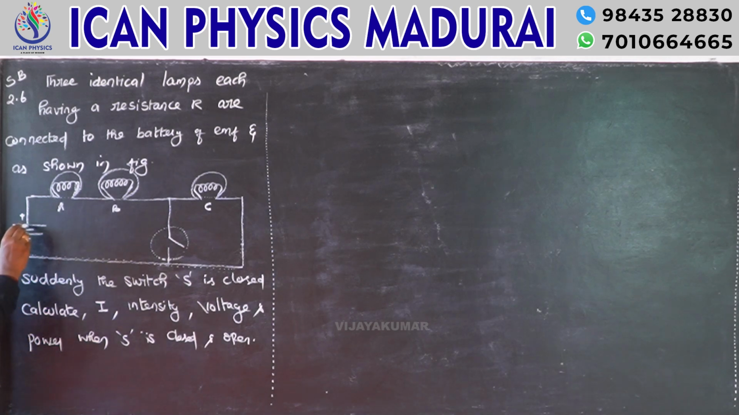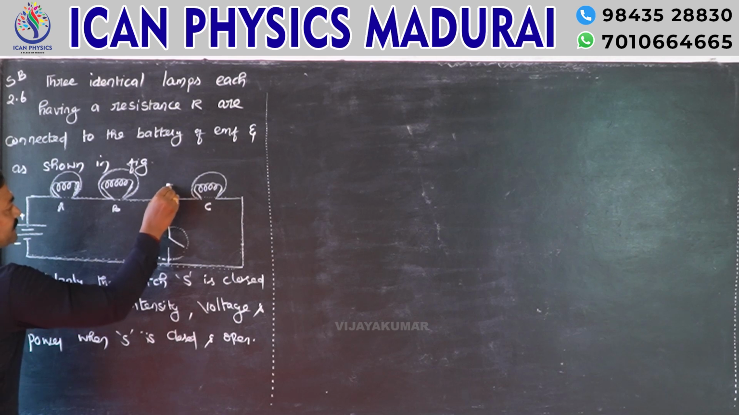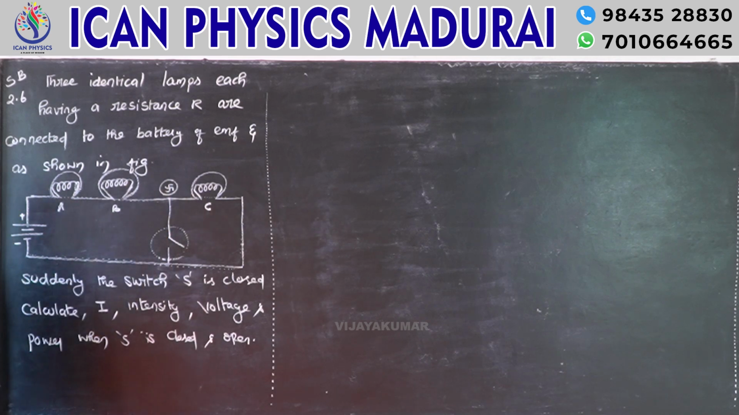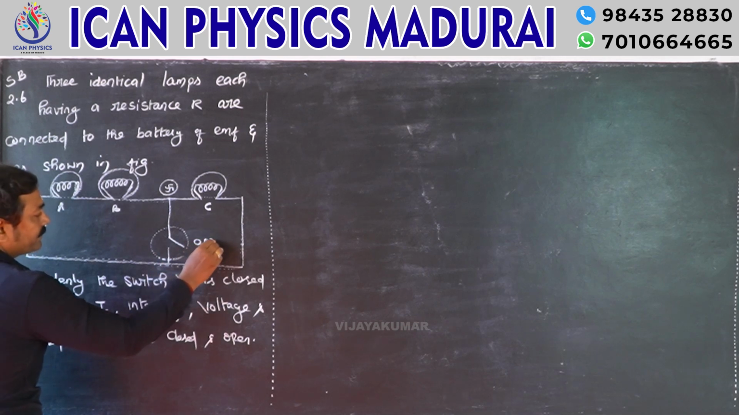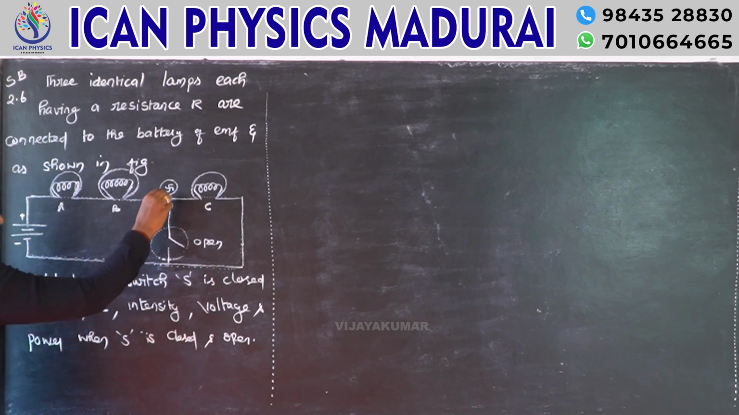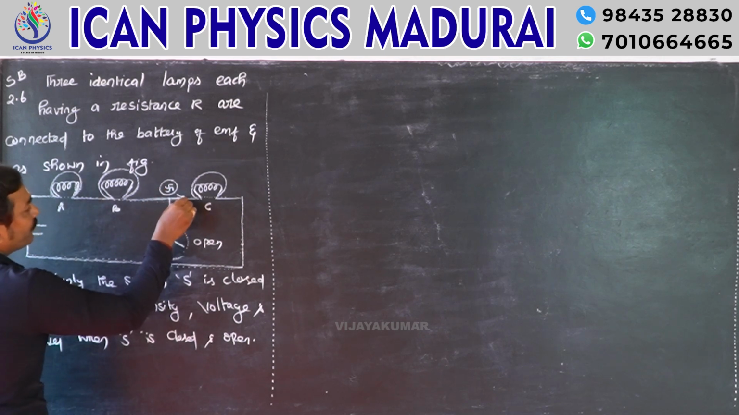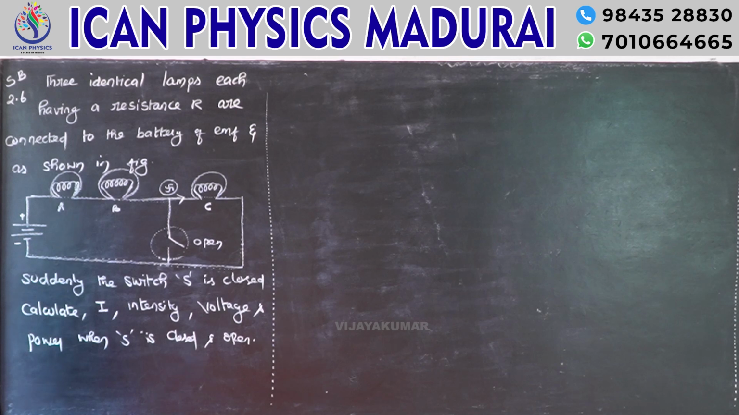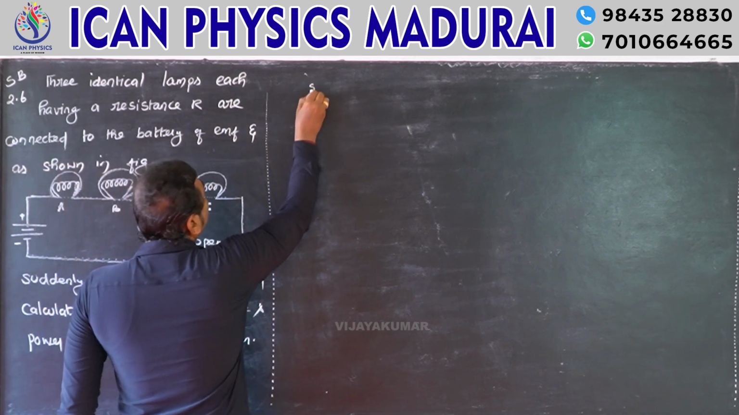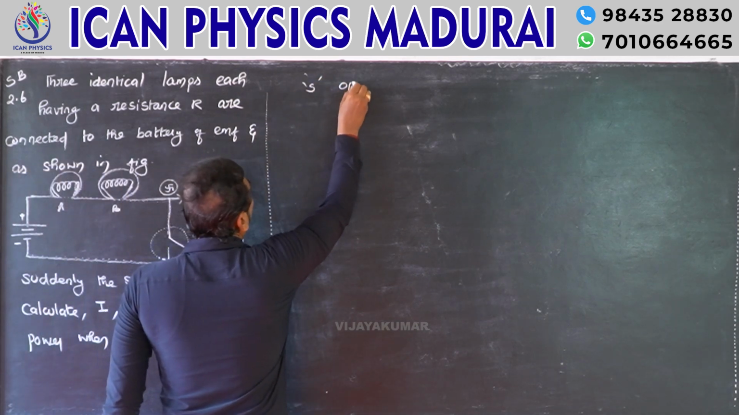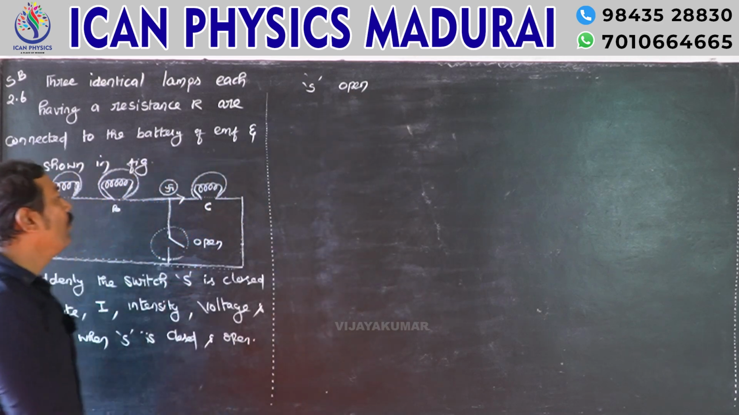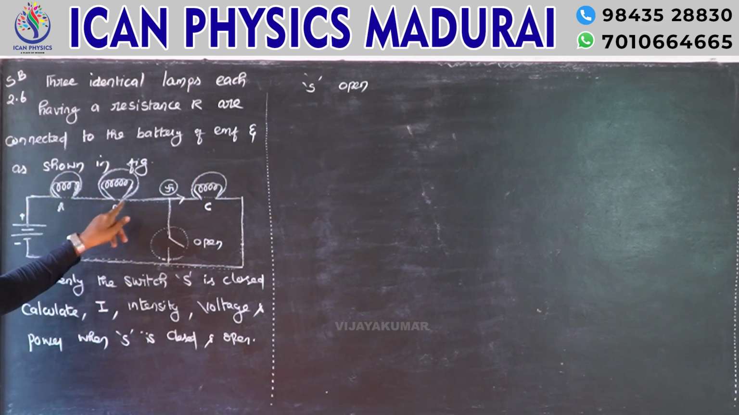So when the current flows through it, at this place, this is important. Why? Because when the switch is open, then no current will flow through it. Then all the current is flowing directly. So when the switch S is open, all the three bulbs are connected in series.